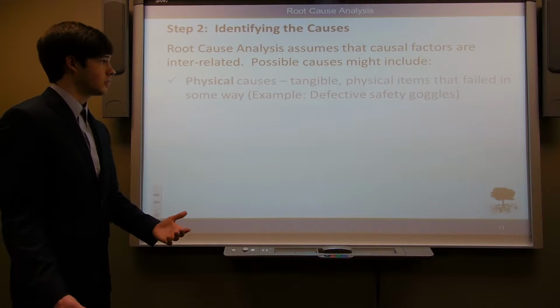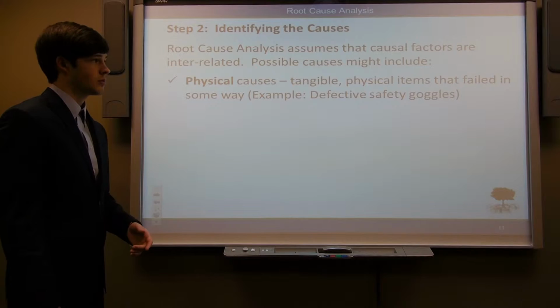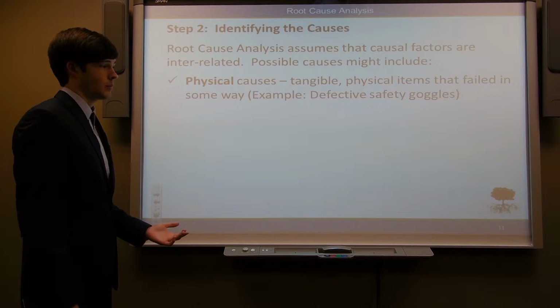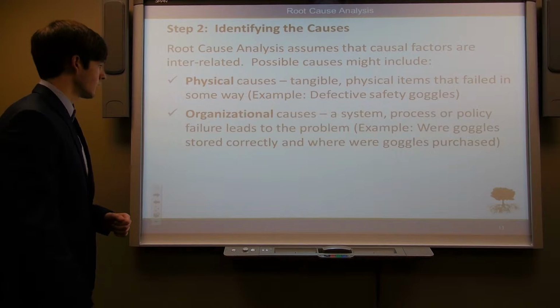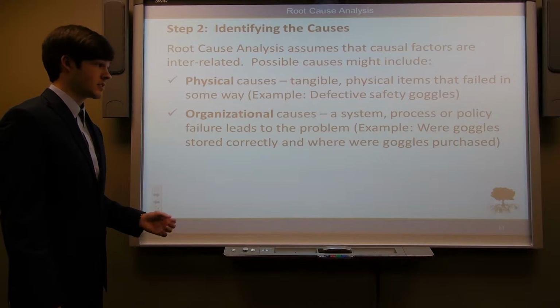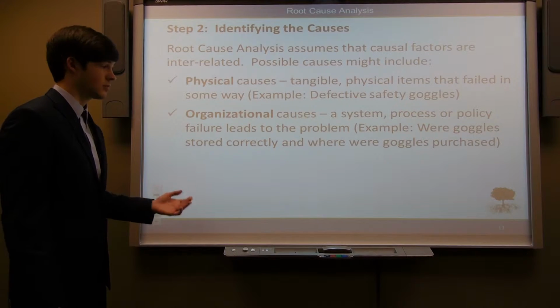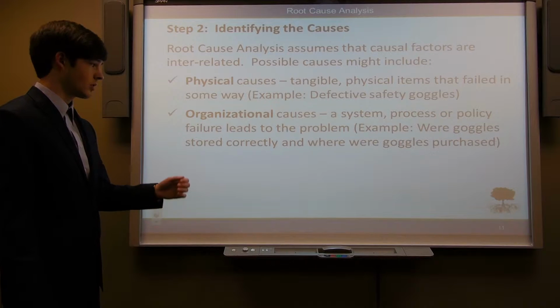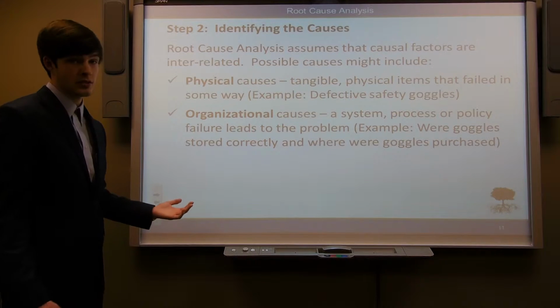Possible causes might include physical causes, tangible physical items that failed in some way. An example could be defective safety glasses. Organizational causes, where a system, process, or policy failure leads to a problem, such as were goggles stored correctly and where were the goggles purchased.